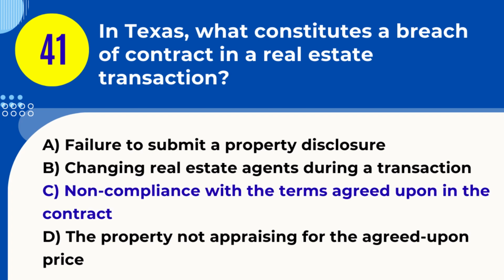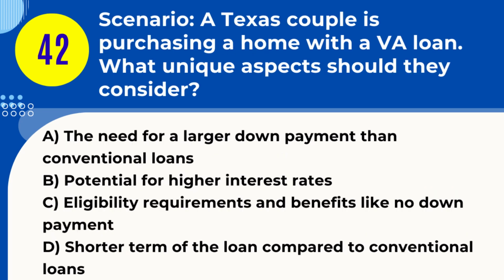Answer: C. Non-compliance with the terms agreed upon in the contract. Explanation: a breach of contract in a Texas real estate transaction occurs when either party fails to comply with the terms and conditions as outlined in the signed agreement. This could include failure to complete agreed-upon repairs, not closing on the agreed-upon date, or any other non-compliance with the contract terms.